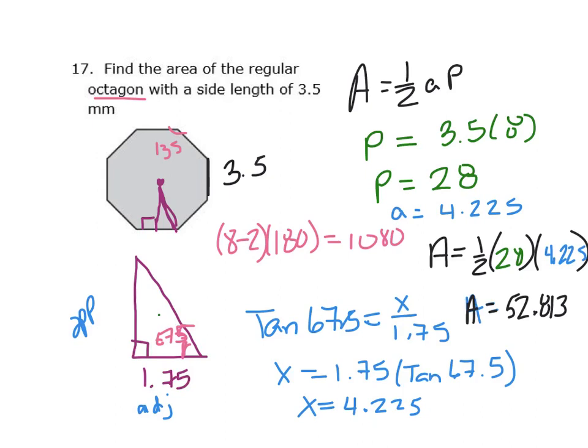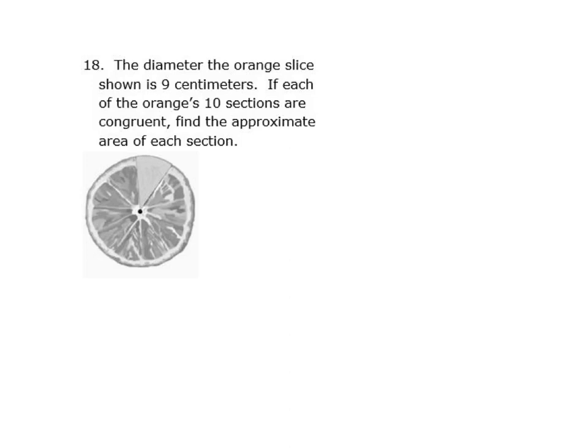So this gives us about an area of 52.813 millimeters squared. Okay, on this problem, we're asked to find the area of a section of an orange.